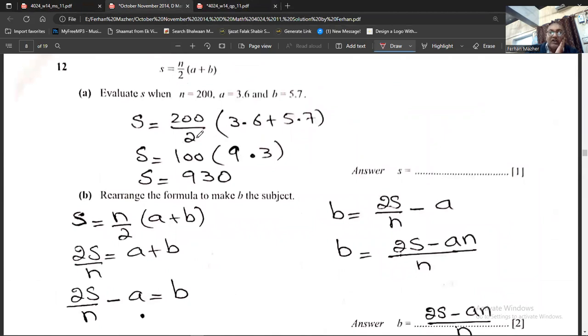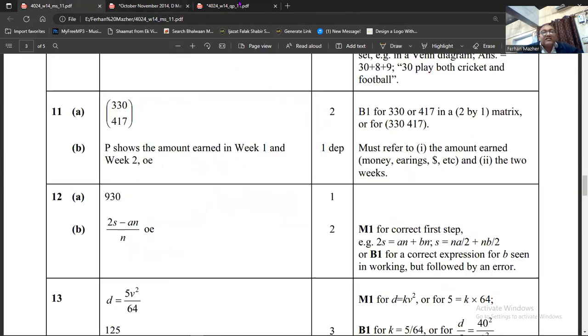So here we go. 200 divided by 2, bracket 3.6 plus 5.7. First of all, I will add up inside the bracket. So it will be 3.6 plus 5.7, that will be 9.3. 200 divided by 2, that is 100. So when the 100 multiplies with this, the decimal will move 2 steps to the right. So it will become 930. So the answer is how much? 930. That's the A part. 930 is the right answer, sir.